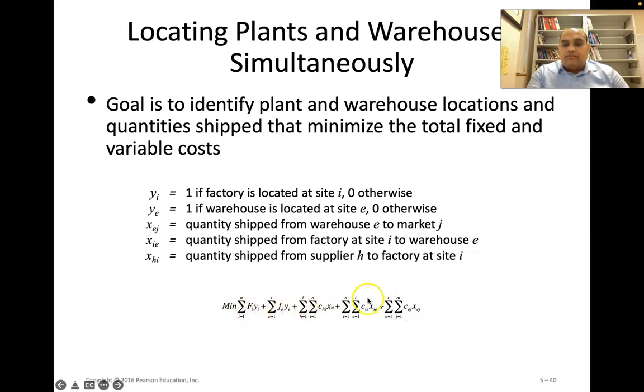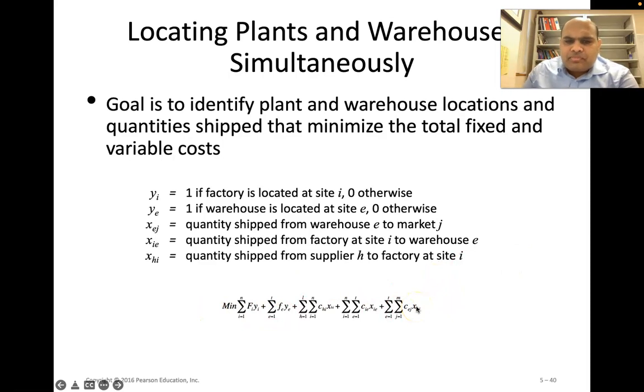So if you look at this, there are 5 parts to the objective function. These are the fixed costs of opening and running the plants, the fixed costs of opening and running the warehouses. Now this is the variable cost of transporting all units from your supplier to the plant locations. This is the variable cost of transporting materials from the plant locations to the warehouse locations, and the variable cost of transporting items from the warehouse locations to your demand or market locations. So these are all the variable costs.